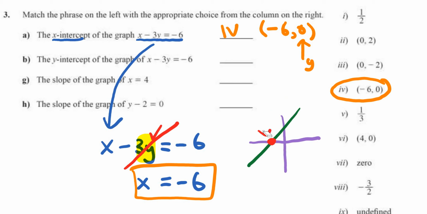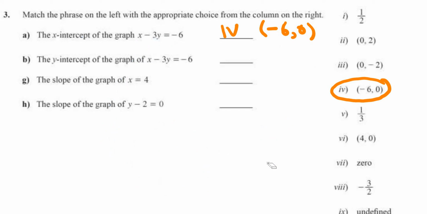Perhaps this negative 6, if I had to approximate, is indicating negative 6, and once again, the y value would be 0 there. All right, so that's how you do that particular question. Let's move on to 3b now.